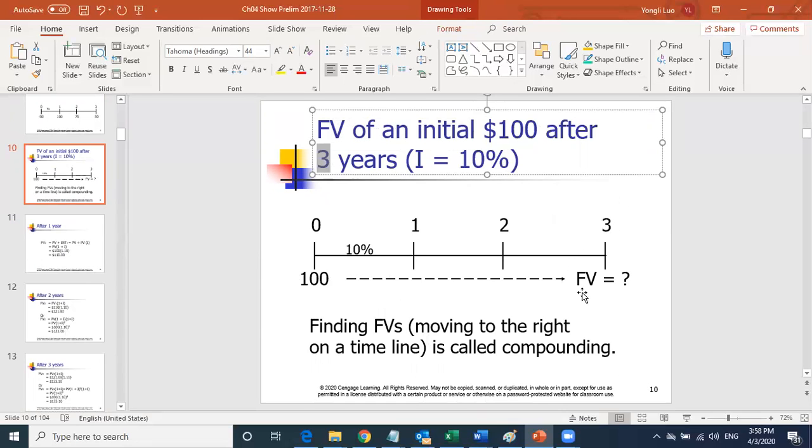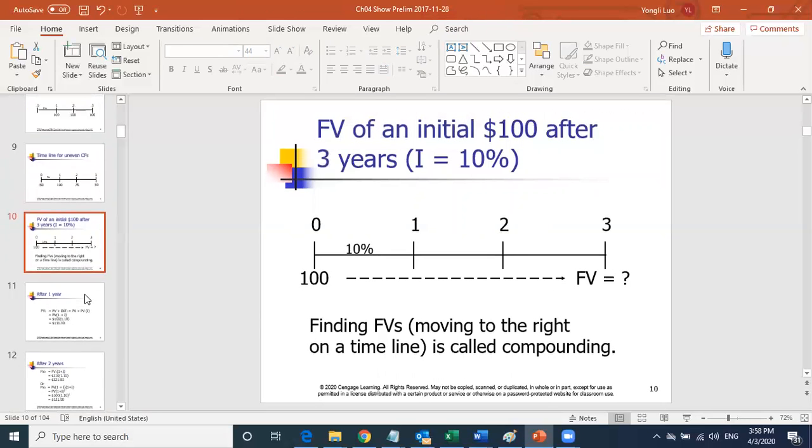After 3 years, how much money do you have? That's a calculated future value. This is only a one-time thing. How do you calculate it? This process is called compounding.